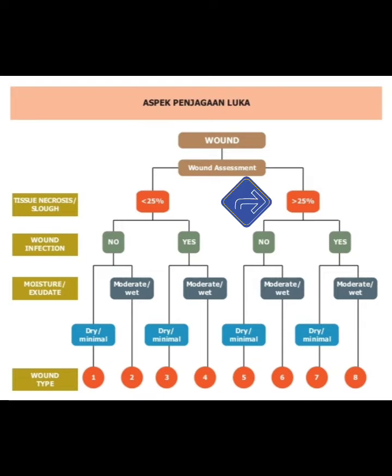Tissue necrosis or slough with more than 25% if the wound infection is present: moisture or exudate dry or minimal, the wound type will be 7. And if the moisture exudate is moderate or wet, the wound type will be 8. Now, we know all the wound types. What is presented in wound types 1, 2, 3, 4, 5, 6, 7, and 8?